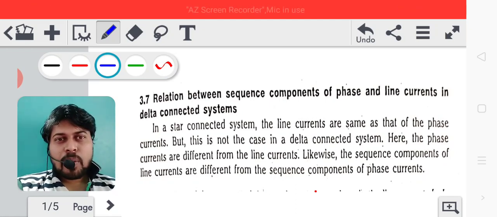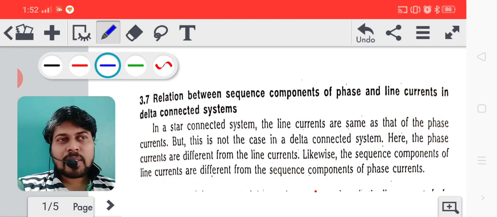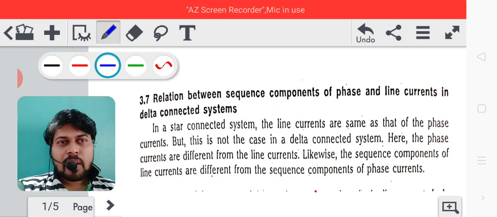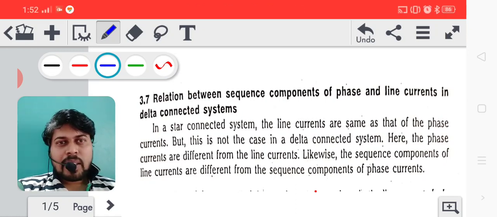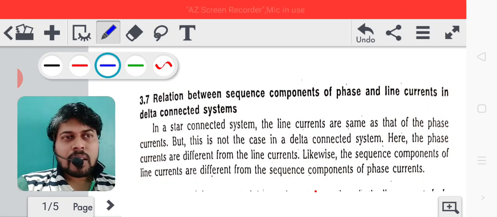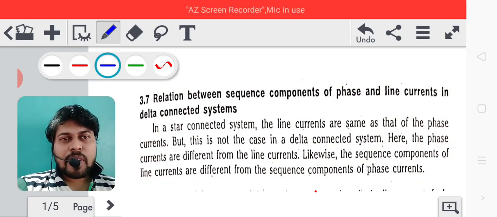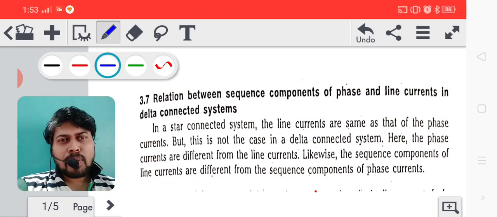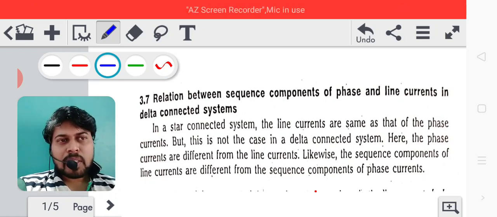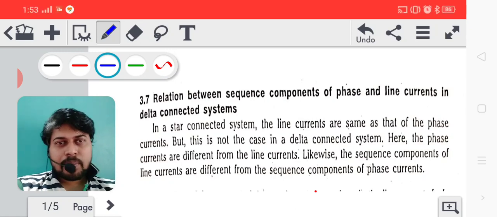In this small video, I'll be discussing the relation between the sequence components of phase and the line currents in a delta connected system. We know that in a star connected system, the line currents are the same as the phase currents, but this is not the case in a delta connected system. Here the phase currents are different from the line currents. Likewise, the sequence components of the line currents are different from the sequence components of the phase currents.